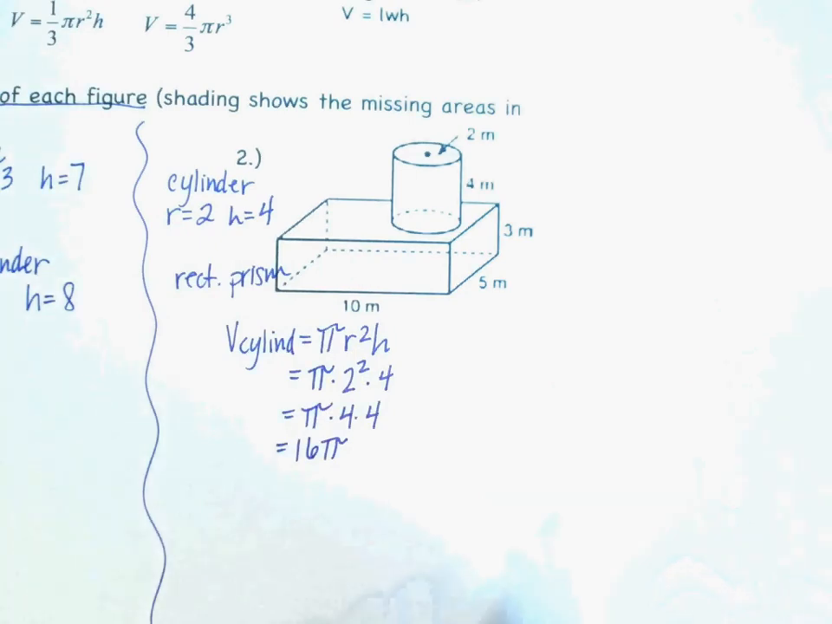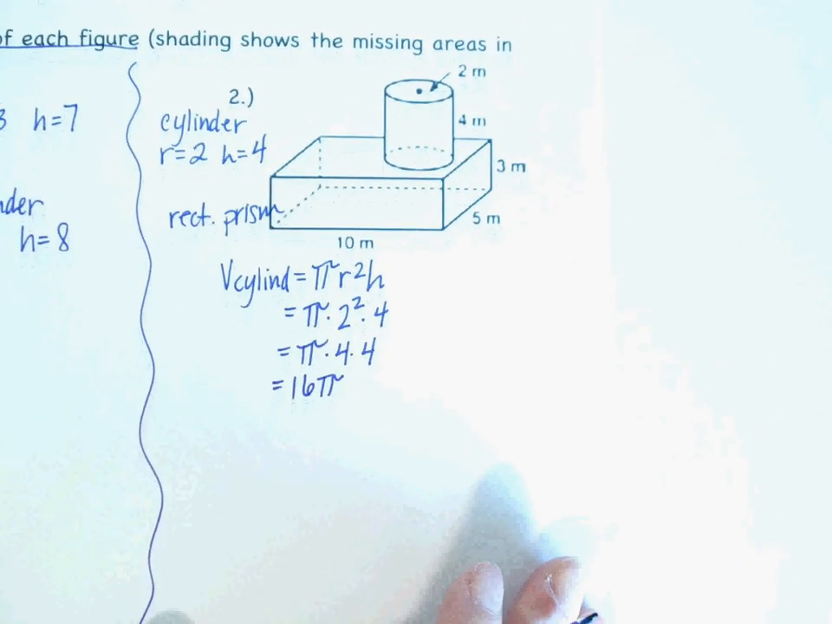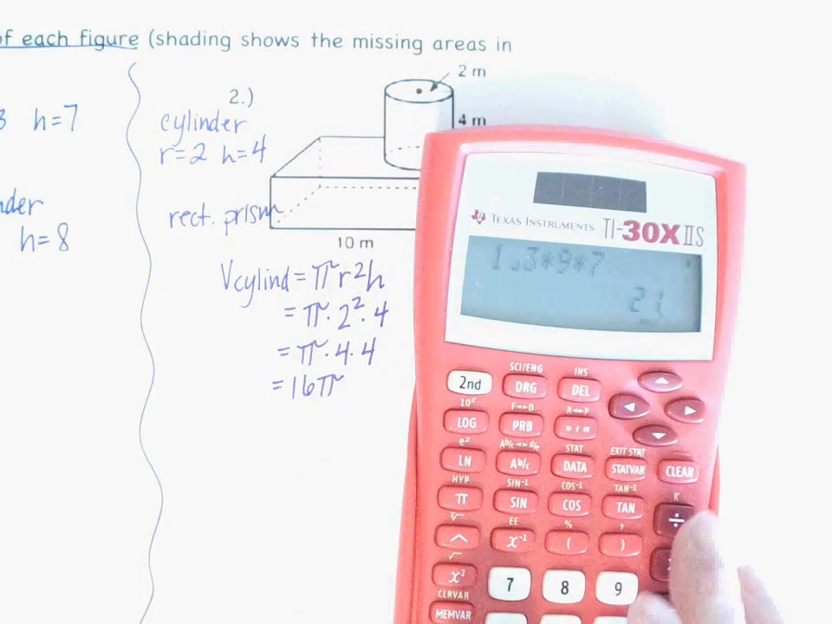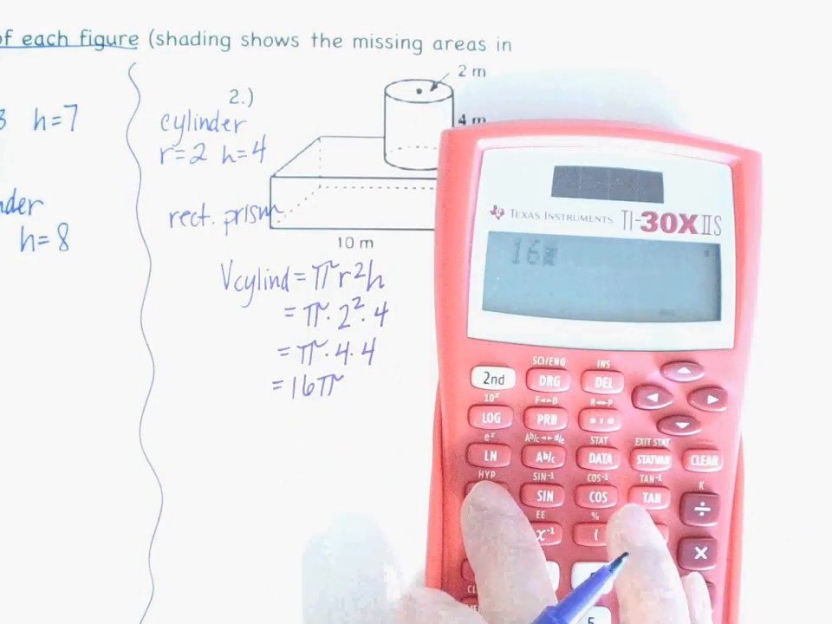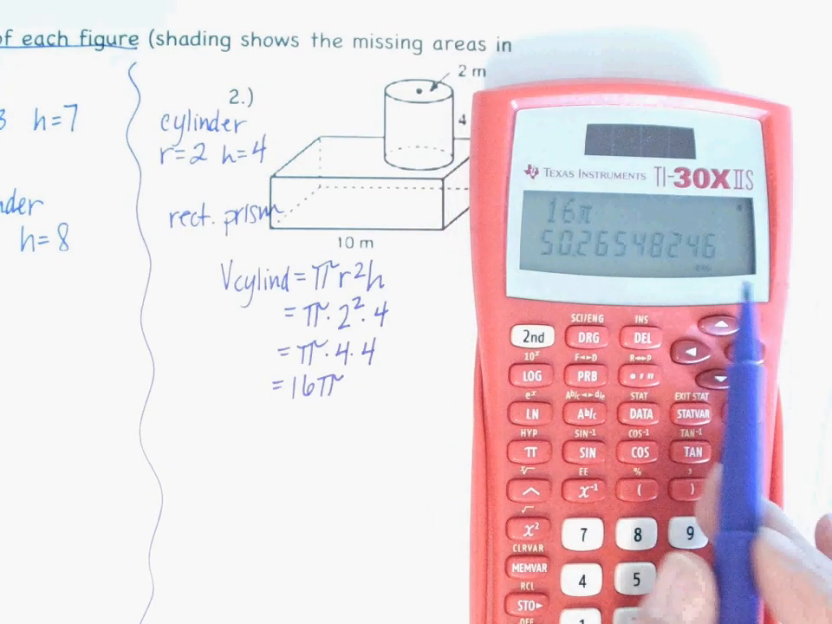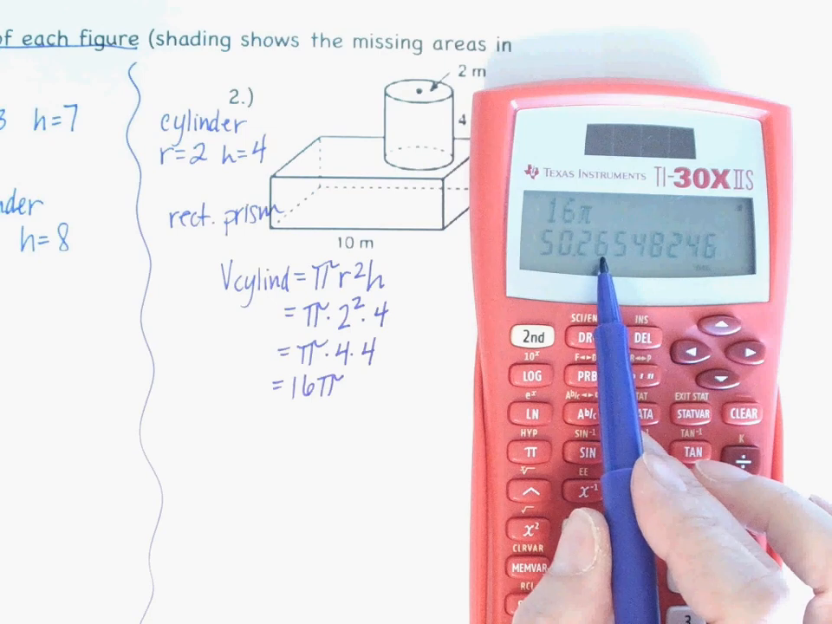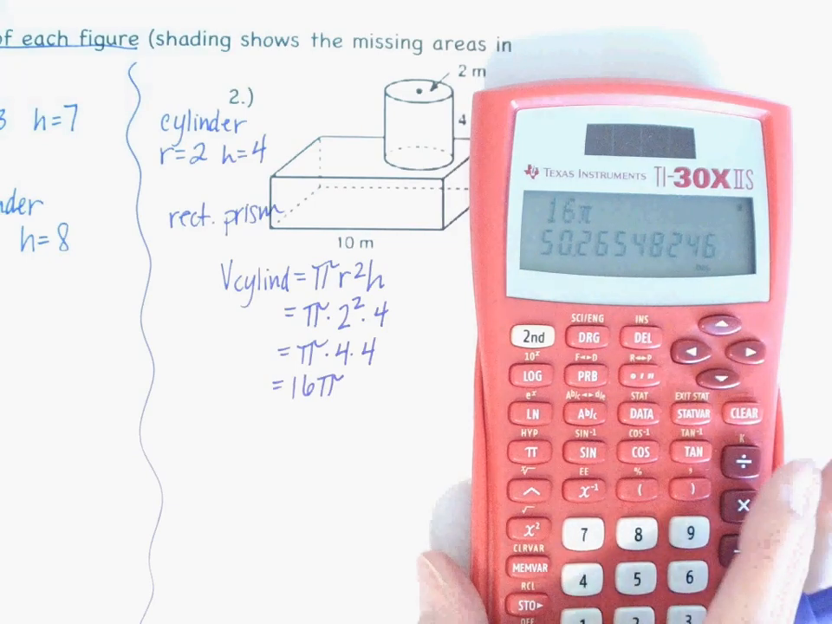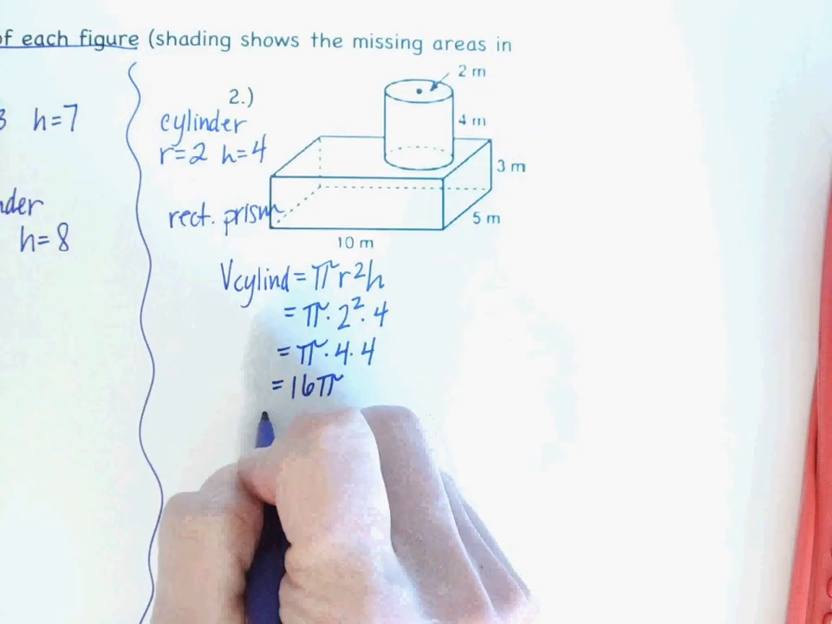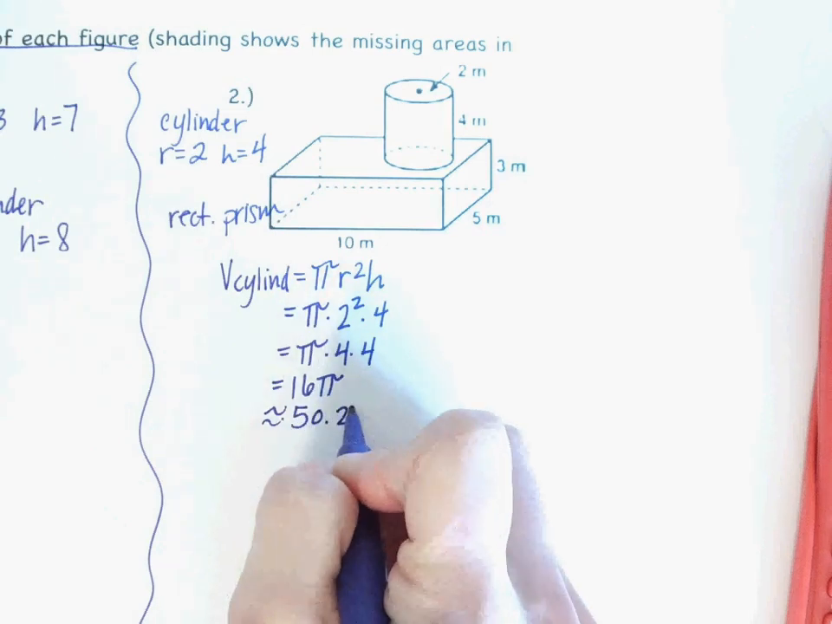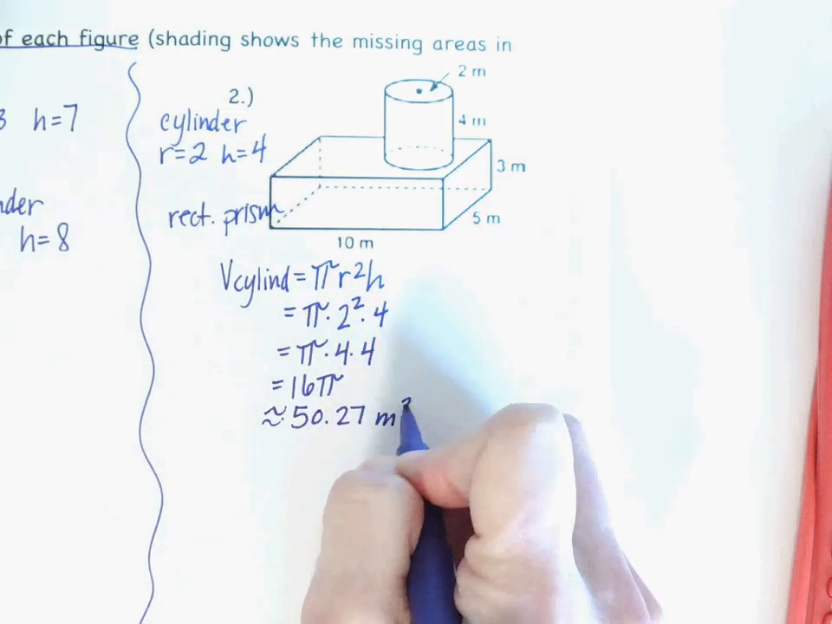Now if you remember, I said we're going to round these answers. So in my calculator, I have 16 pi, and I'm going to round to the hundredths place. So the 6 is the hundredths place. That 5 is going to tell me that I'm going to take back 6 and round up 1. So the volume of the cylinder is about 50.27 meters cubed.